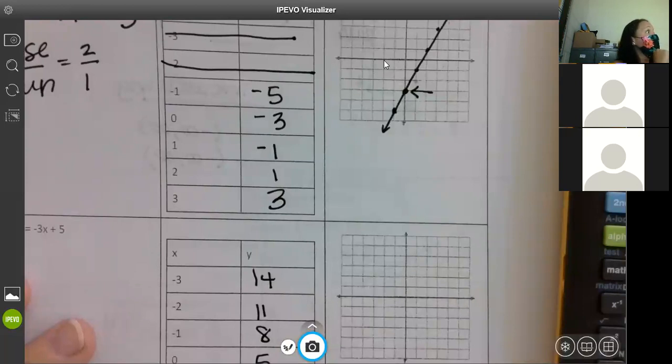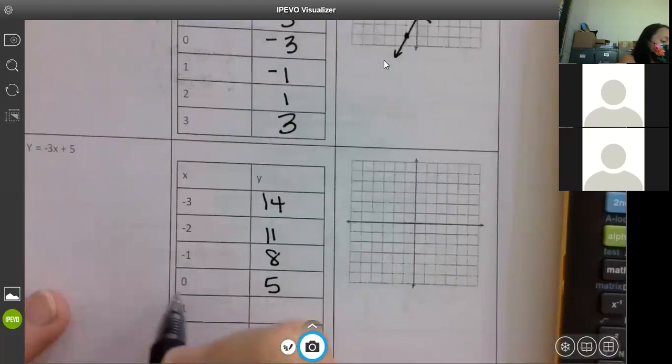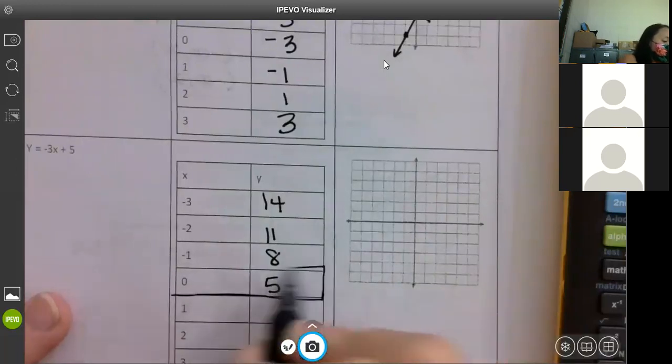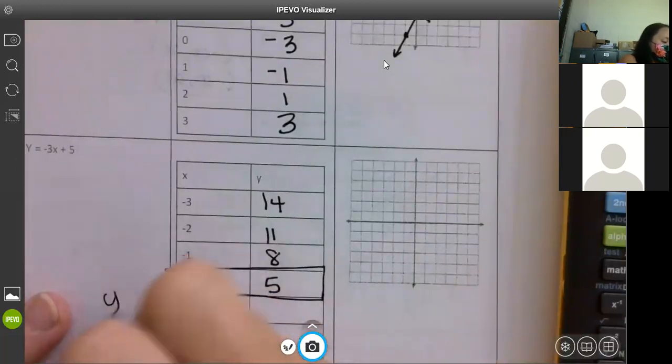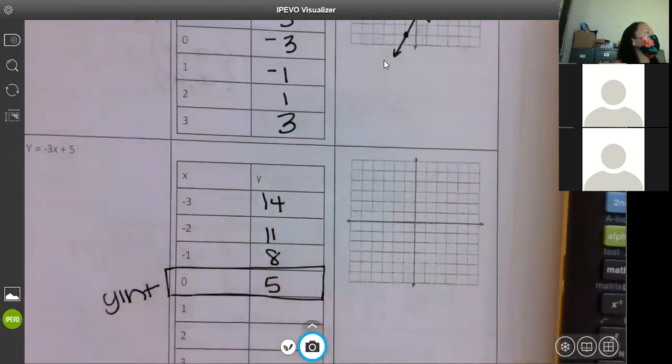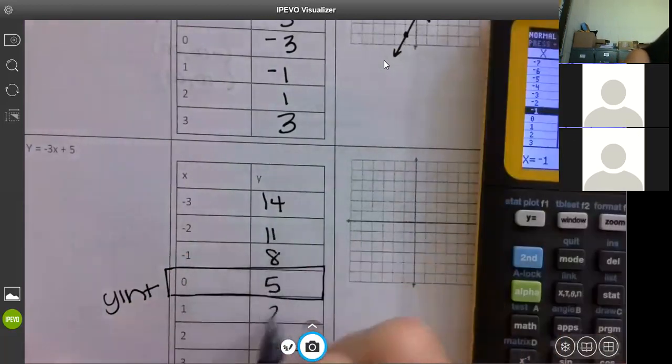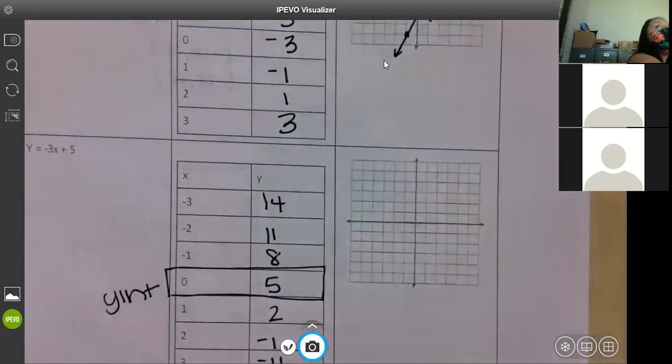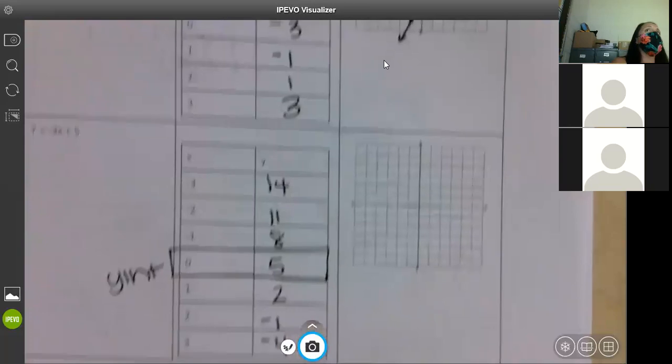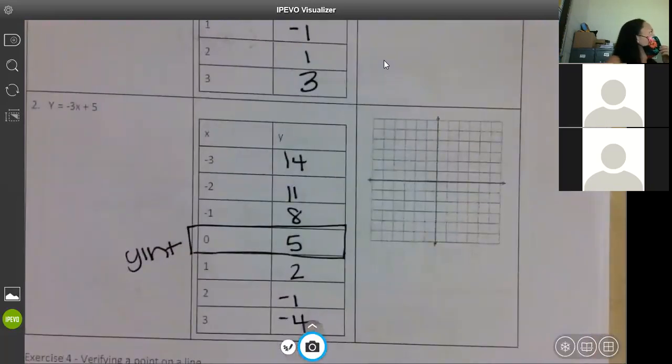Is everybody good? Don't forget, this will help you out later on. Anytime that you see x is 0, that's your y-intercept. So in a chart, if you see x is 0, that's your y-intercept. If we keep going, it was 1, 2, 2, -1, and 3, -4. So if you have this in your homework, you can use your calculator to fill in that chart. That's perfectly fine.